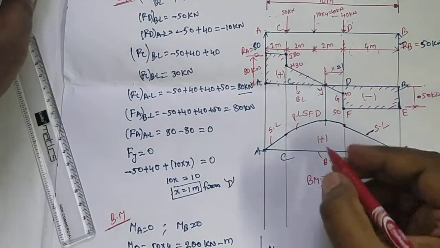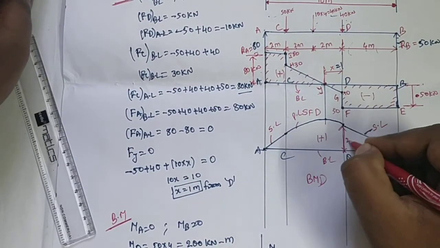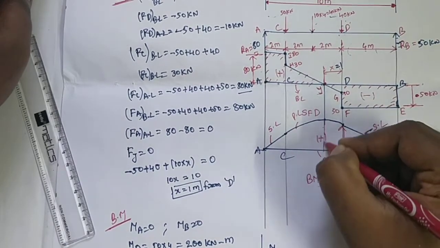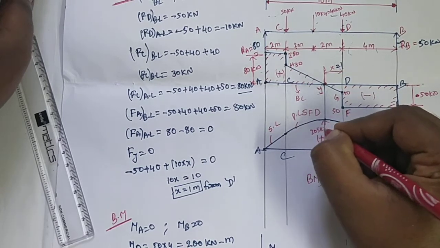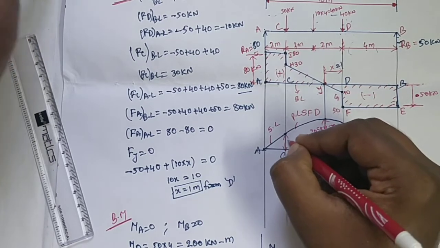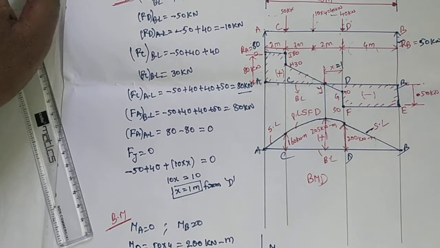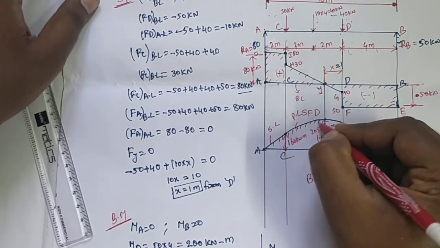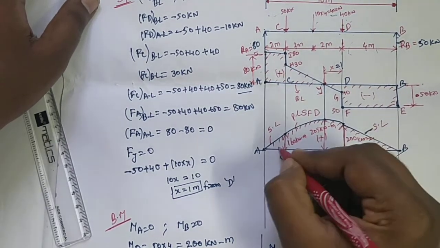Here the value at point D is 200 kilonewton meter. At this point the value of bending moment is 205 kilonewton meter. At this point C, the value of bending moment is 160 kilonewton meter. It is the variation of bending moment from A to B, that is throughout the length of the beam.